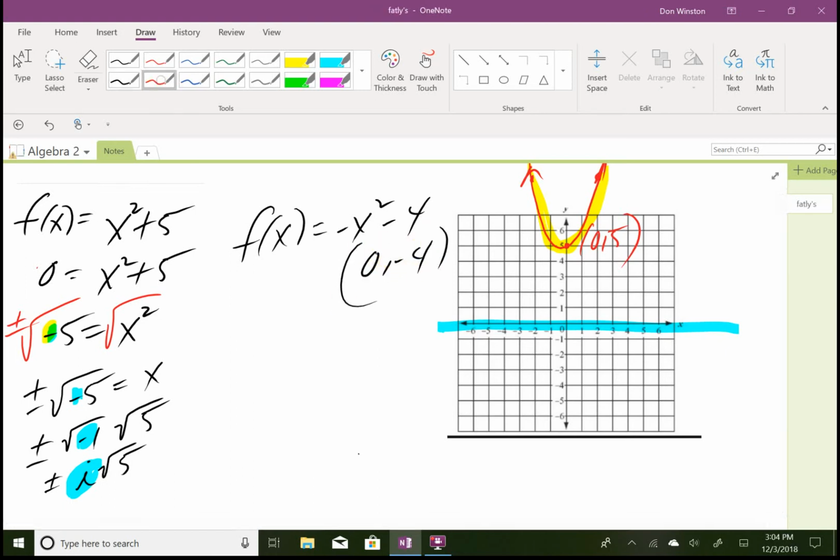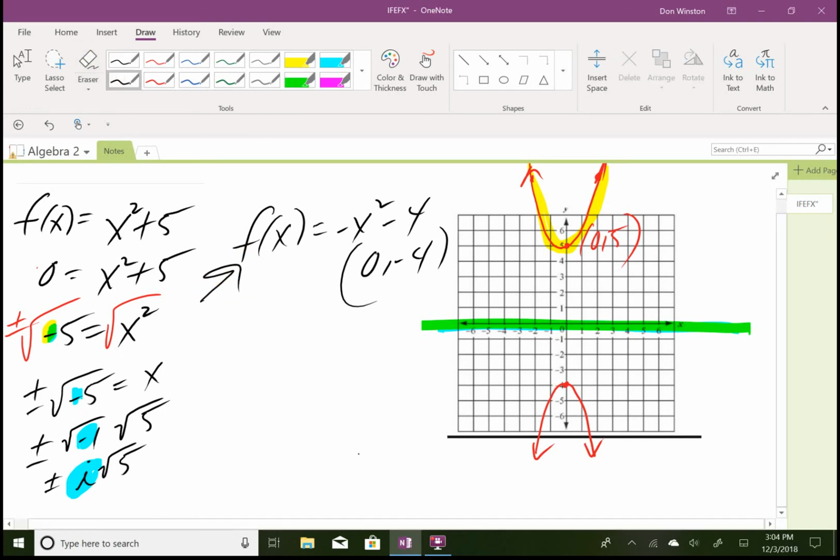So my vertex would be down here, so 0, minus 4. It's a sad graph, so it would point down this way. But notice again, that parabola will not cross the x-axis. It's going to have imaginary roots or imaginary zeros.